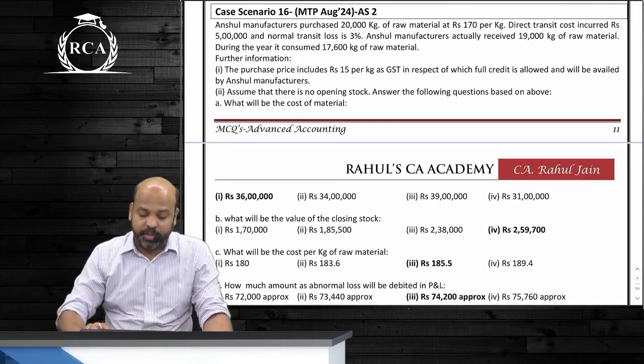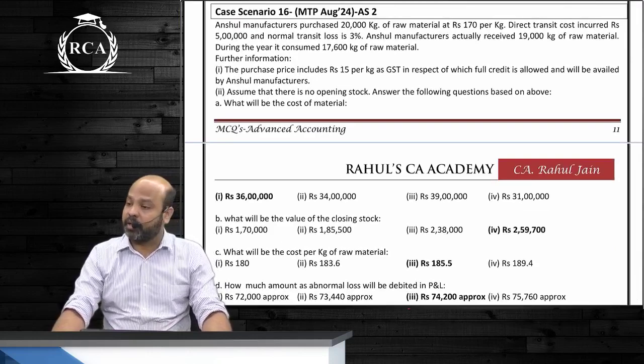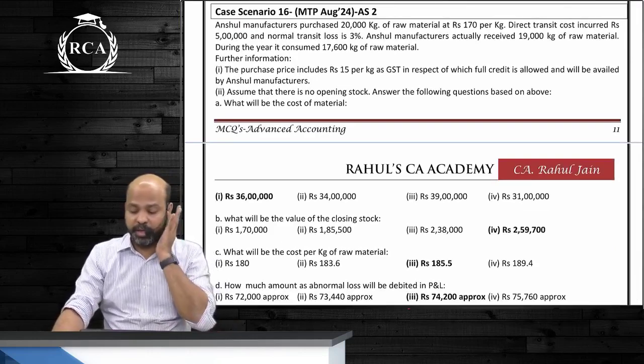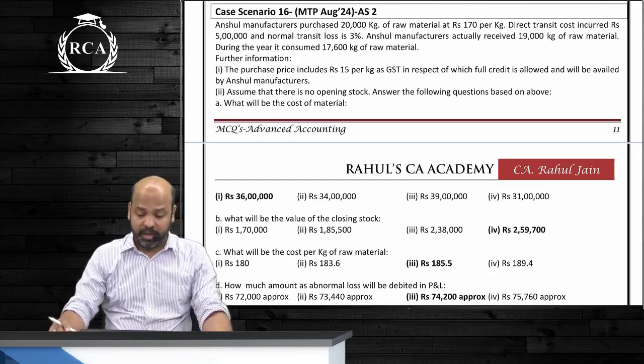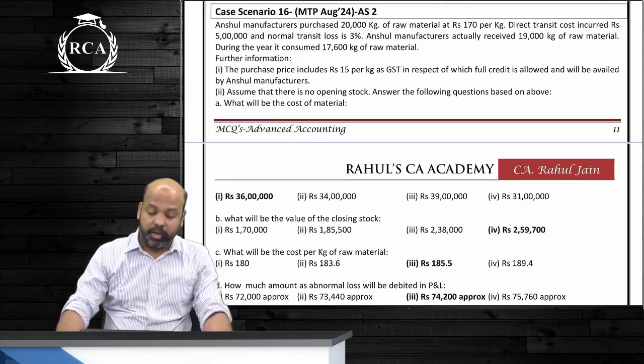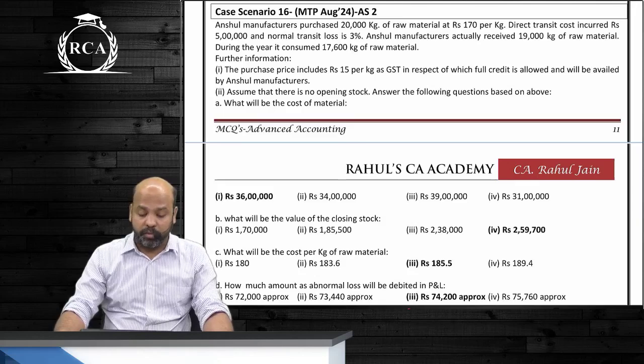Anshul Manufacturers purchased 20,000 kgs of raw material at rupees 170 per kg. Direct transit cost incurred is 5 lakhs. What will you do with that 5 lakhs? Add. Normal transit loss is 3%. Anshul Manufacturers actually received 19,000 kgs of raw material. During the year, it consumed 17,600 kgs. Purchase price includes 15 rupees per kg of GST, in respect of which full credit is available. What will you do with that GST credit?